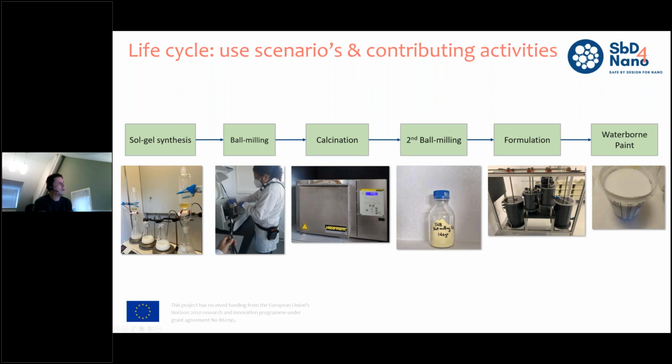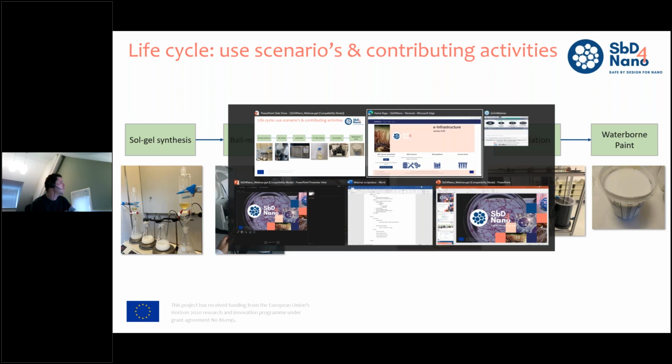These are then put into a formulation and end up in the waterborne paint, and the paint is then applied indoor in the compartment where it has to perform the photocatalytic activity of reducing air pollutants. So this is a bit the contextual background of the case I want to use as an example in the infrastructure. So let's now go to the infrastructure itself.